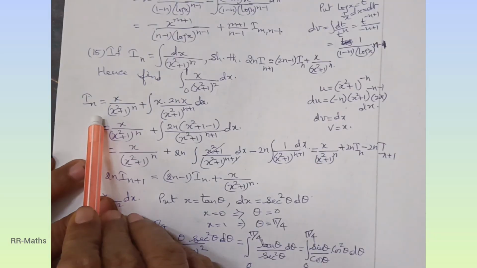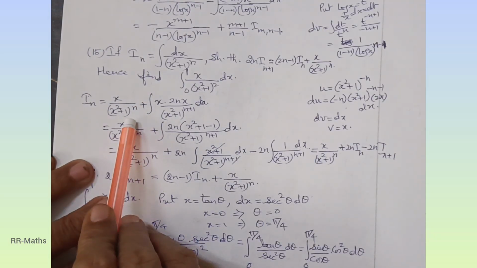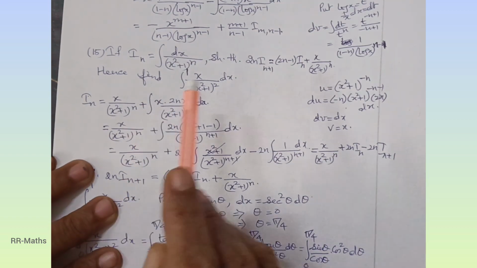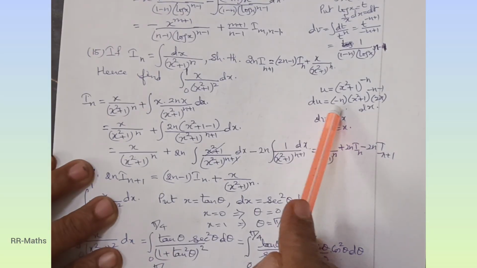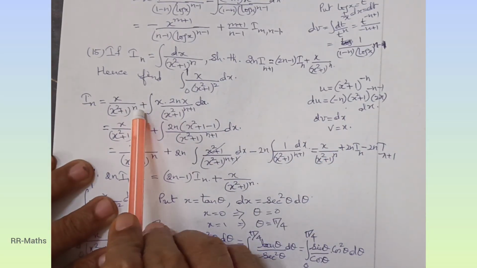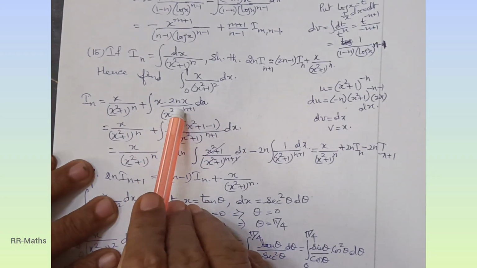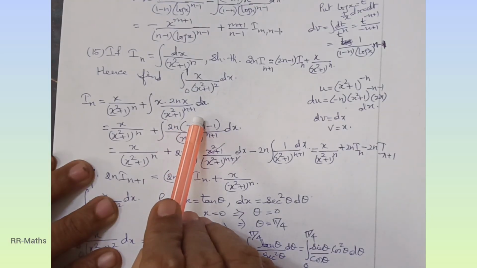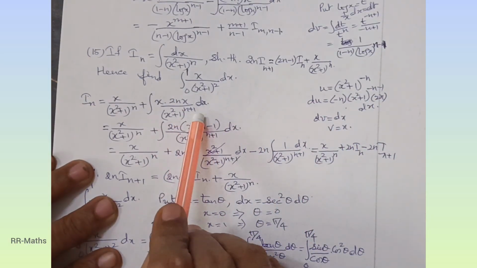In is equal to uv, so that gives you x by (x square plus 1) whole power n plus integral of x into... it becomes plus because when we differentiated we got a minus n. That negative sign I've used in the integration by parts negative sign, and I've clubbed the 2 and made it positive. So you get x into 2nx divided by (x square plus 1) to the power of n plus 1 dx, because when the numerator comes to the denominator, the negative sign goes.